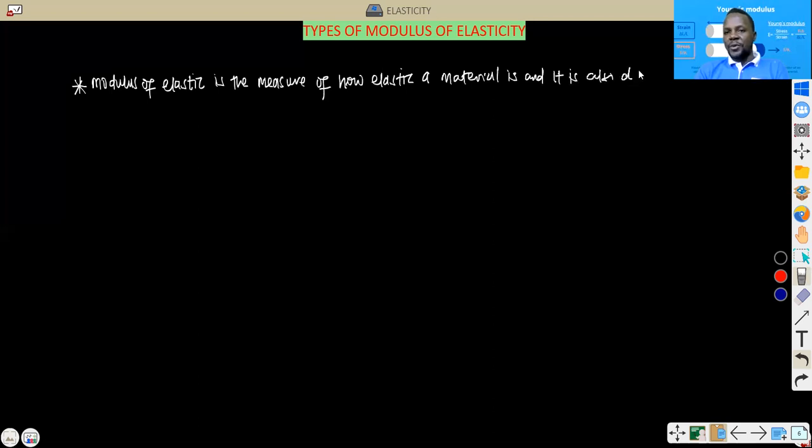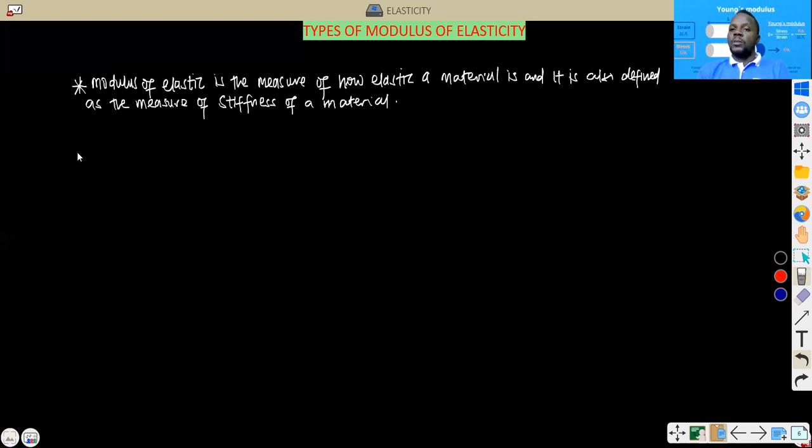but some of us are writing SSCE, that is junior exam. Now it is also defined as the measure of stiffness. The measure of stiffness of a material. So please keep this at the back of your mind, because some of the time you might be asked to explain the definition. And in continuation to that, we said there are different types of modulus of elasticity.